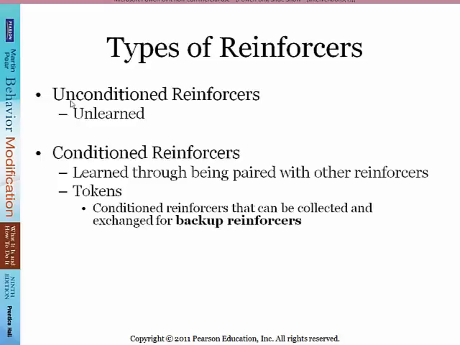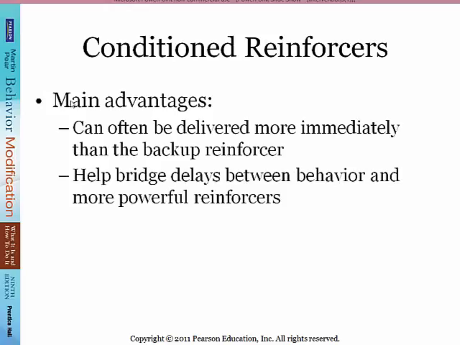So the idea of a token economy is that we will give these tokens to individuals. They will accumulate them and earn them and collect them, and then after they get enough of them, they will exchange them for backup reinforcers that they want. Now, why would we do this? Why would I give my kids raffle tickets that they can exchange for fun activities or fun toys? Why not just give them the fun activities or the fun toys? Well, a couple of reasons, but it really boils down to practicality, right? It says that conditioned reinforcers can often be delivered more immediately than backup reinforcers. So I can't take my kids to Walmart every single time they do something good.